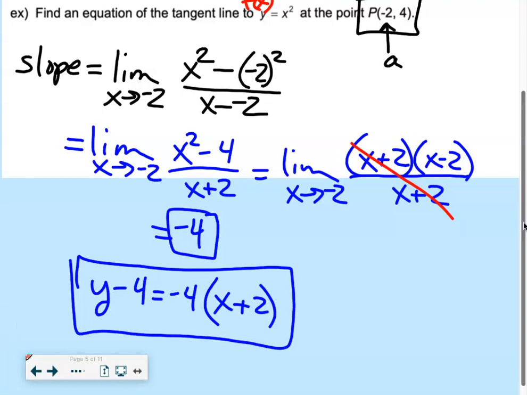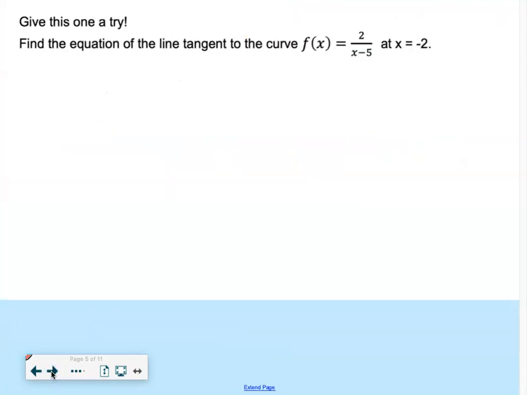All right, let's try another one. So, fun with fractions. That's our second favorite F word. Find the equation of the line tangent to f of x equals 2 over x minus 5 at x equals negative 2. Same a value, we're still looking at an a of negative 2. Notice I didn't give you the y value associated. You're going to have to figure it out yourself.